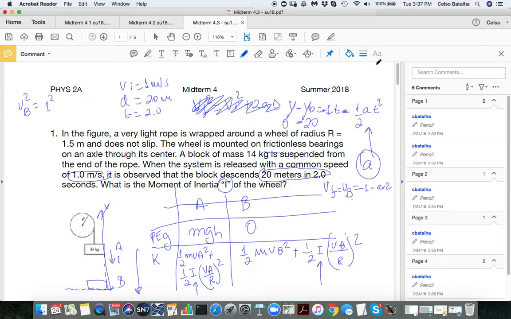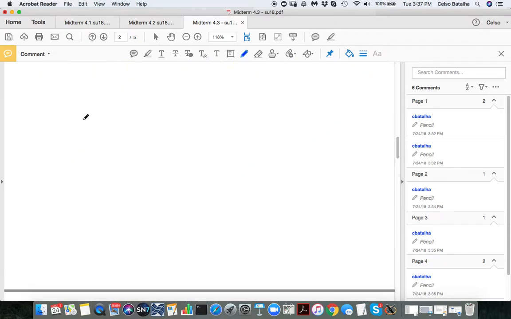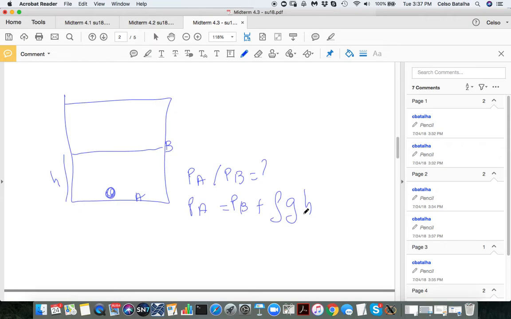review pressure, right? Equations that involve pressure. Which equations are those? Well, you have a reservoir, for instance, and you have something over here, right? And this is part A, this is part B. How do you compare pressure at part A with pressure at part B? Well, pressure at A is equal to pressure at B plus rho g h. This is h. And rho is the rho of whatever liquid is in there.